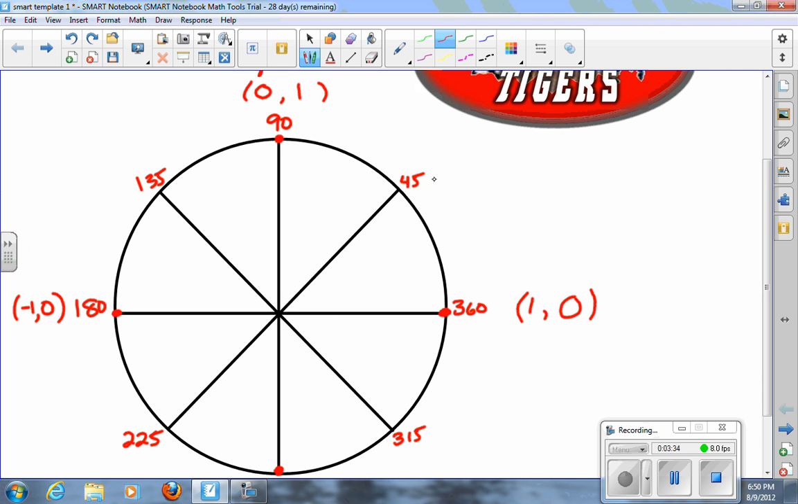Now the 45-degree increments, these four angles, 45, 135, 225, 315, they all have the same numbers in these slots, so that makes it easy. Square root of 2 over 2, square root of 2 over 2, so that's easy to remember.